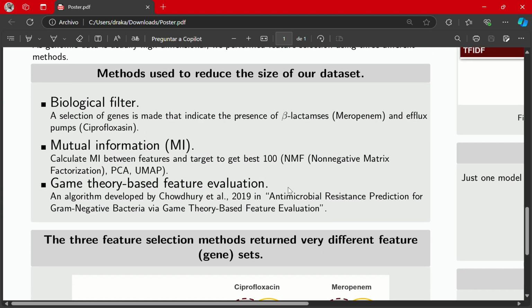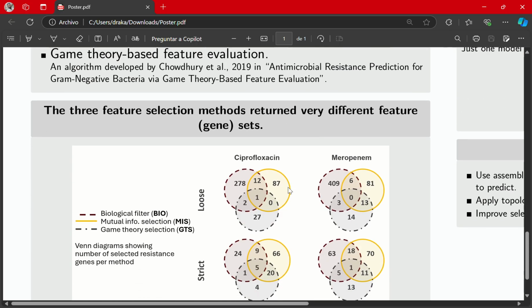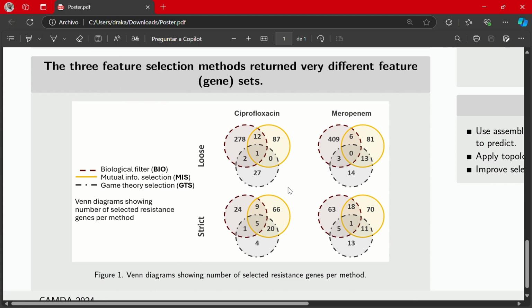Game theory-based evaluation. Using an approach inspired by Shaddouri et al., we evaluate features based on relevance and importance using game theory. Each of these methods yields very different gene sets. This variation gave us a robust set of features to work with, as each method highlights different aspects of the data. Here you can see a Venn diagram illustrating the overlap between the gene selection of each method.